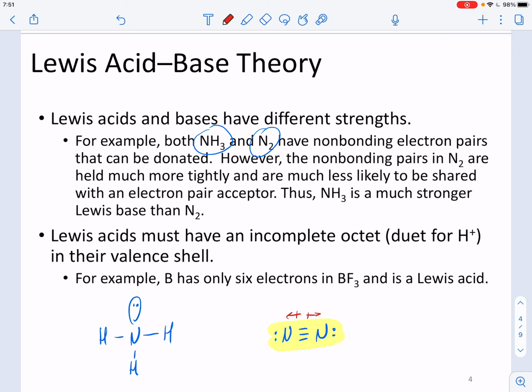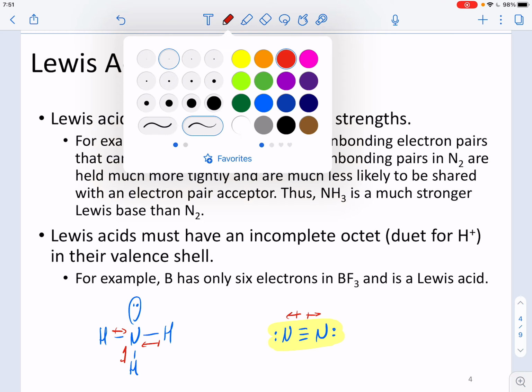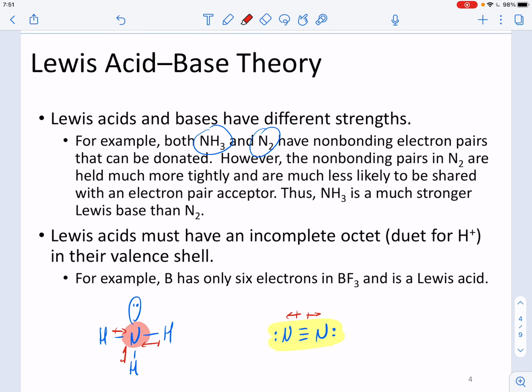If you compare that with the ammonia molecule, well, nitrogen is more electronegative than hydrogen, so it's always pulling from hydrogen towards nitrogen, so there is a larger electron density around the nitrogen. And because of that larger electron density, the lone pair that you have here is more available for sharing. Alright, so that is not the case here in nitrogen.